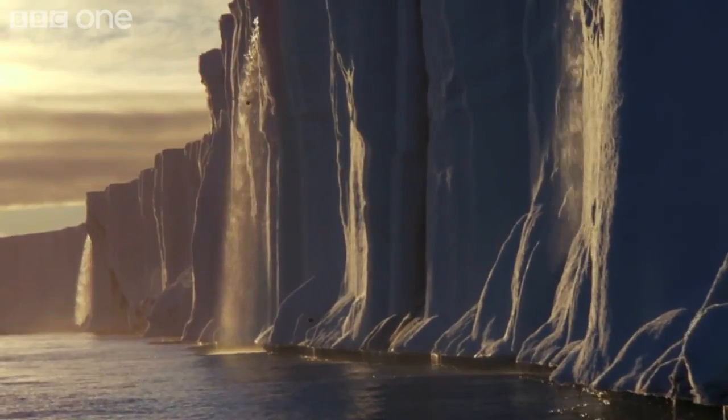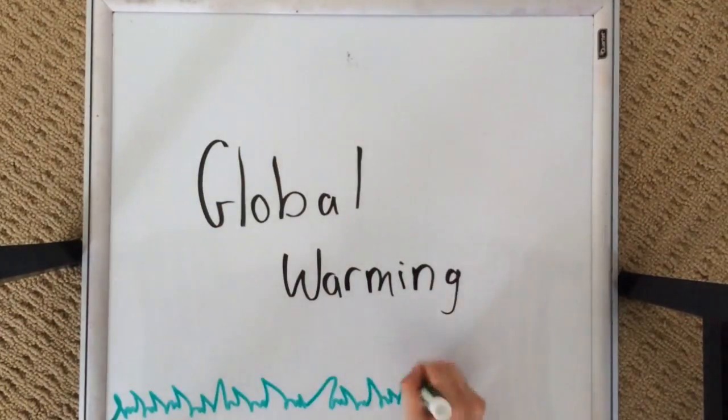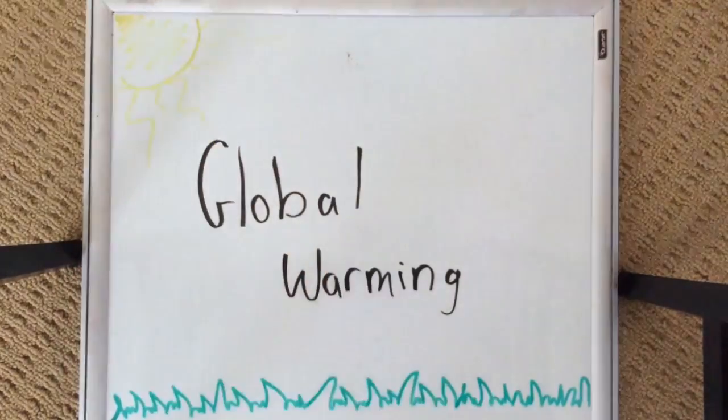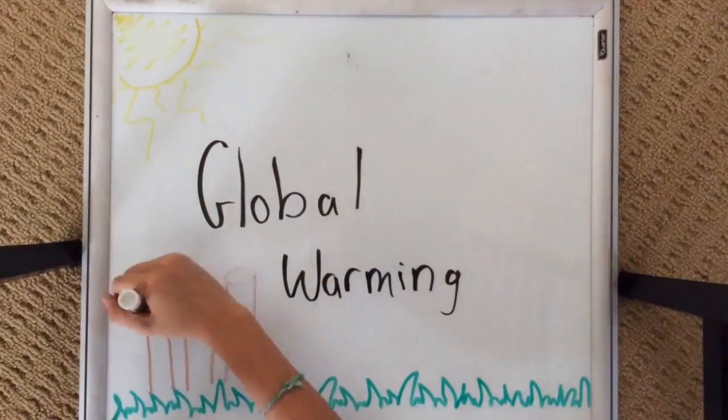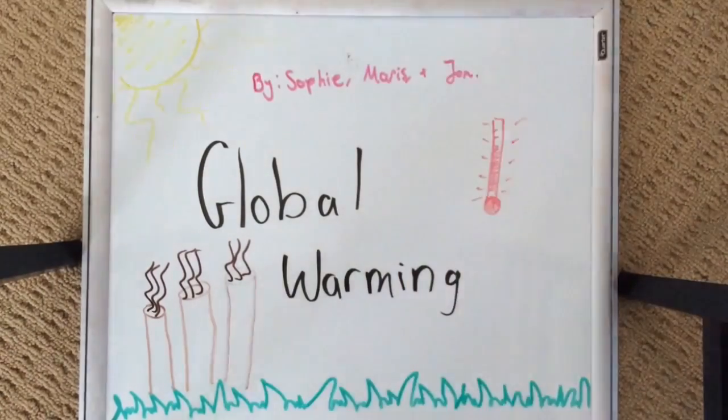Have you ever wondered why the temperature is so erratic and hot nowadays? Why we so often see stories of polar ice caps melting and of the importance to reduce the amount of fossil fuels we produce? The reason for this is the issue of global warming, covered in sections 8.10 and 8.11 of our physics novel, presented by Sophie, Maris, and John.